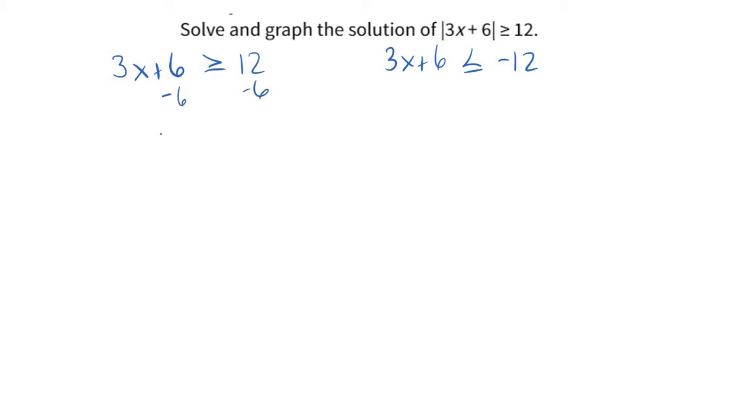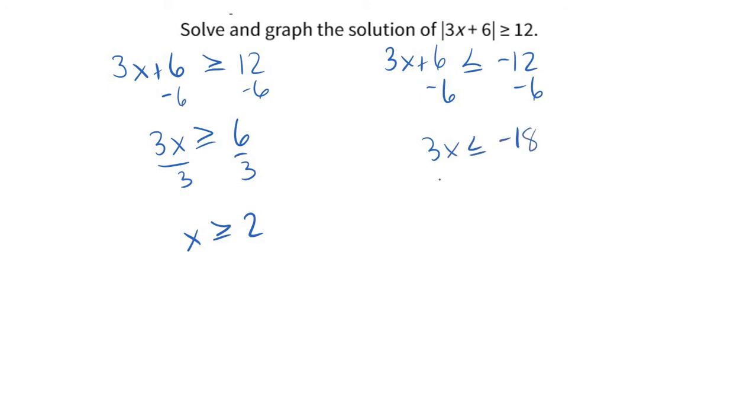So subtract 6. So 3x could be greater than or equal to 6. Divide that 3 over. So x could be greater than or equal to 2. And same thing, let's do these steps. So 3x less than or equal to negative 18. Divide my 3 over. x could be less than or equal to negative 6.